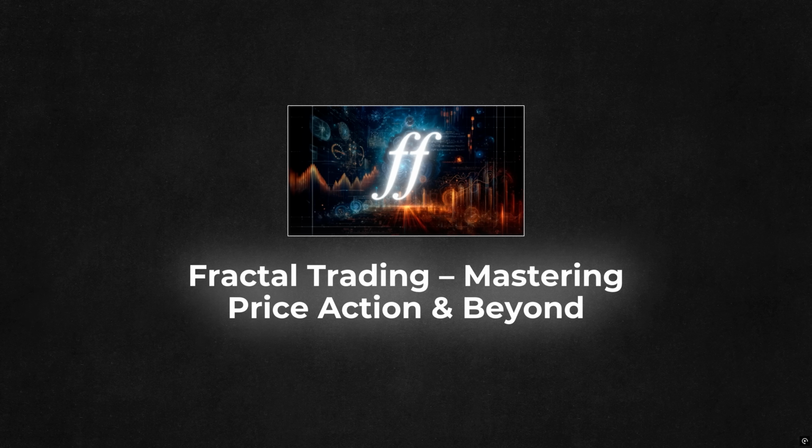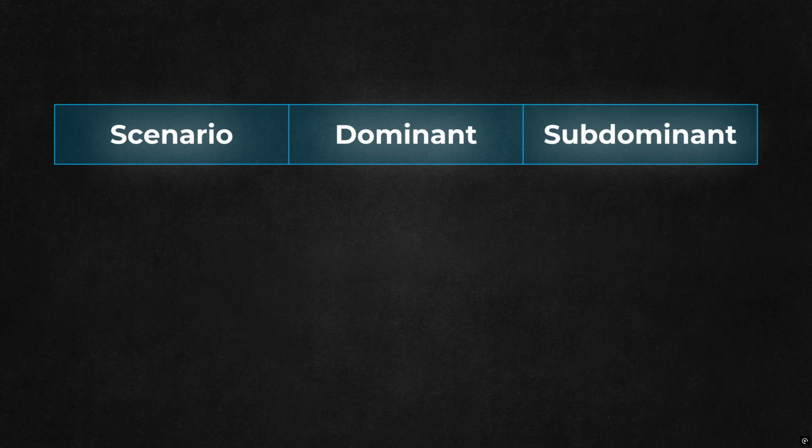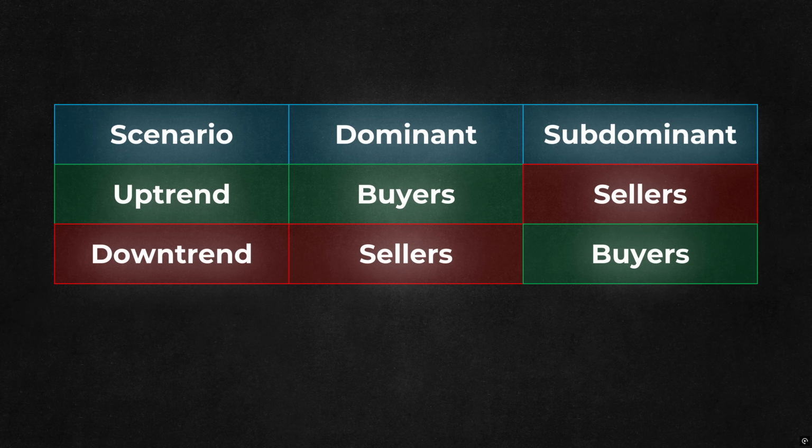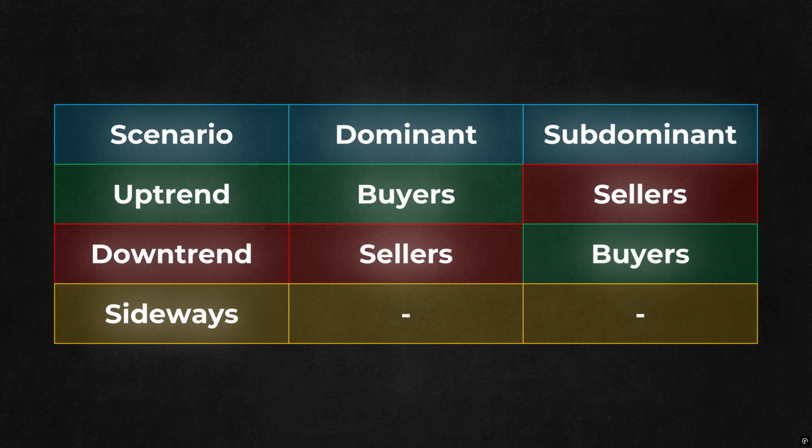In a trend, we have the dominant market player and the subdominant market player. The dominant player in an uptrend are the buyers because they have control. Sellers are the subdominant because they can, at best, produce retracements. In a downtrend, it's the opposite. Sellers are in control, and buyers can, at best, produce retracements. In a sideways movement, there is no clear distinction between dominant and subdominant players because they have roughly the same power.